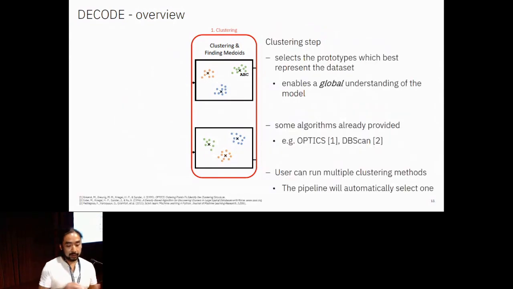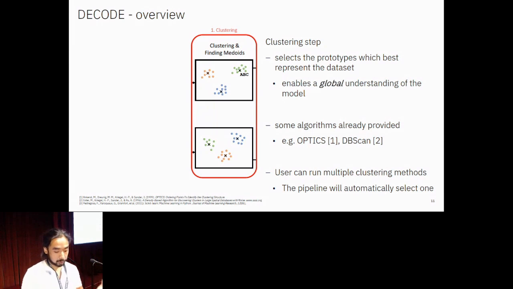So looking a little bit into the details of the clustering step, this is the step that is going to give us the summarized overview of what the model is doing. And the idea is simple, the concept is very simple. Basically, what we want to do here is summarize the data set that we're working on with a few prototypes. And by running the interpretability step on the prototypes later, we're going to have a global overview of what the model is doing.